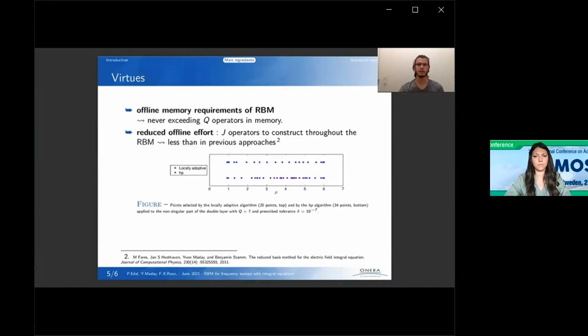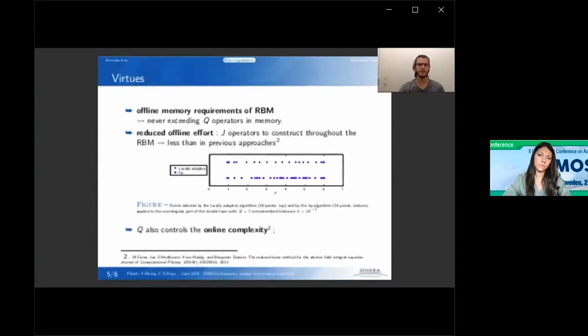Here are some results obtained with the double layer integral operator. Above in blue, we show the 20 wave numbers selected using a locally adaptive strategy, and below in purple, we show the 34 wave numbers selected using the element-wise or HP approach, both for achieving the same level of accuracy. Finally, the last virtue is that the integer q controls the online complexity of the reduced basis method.